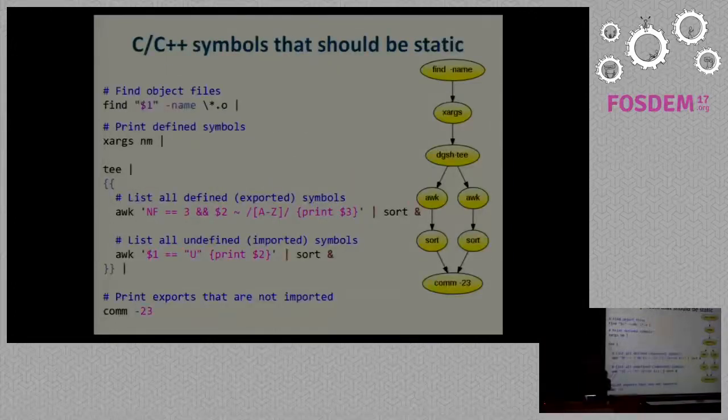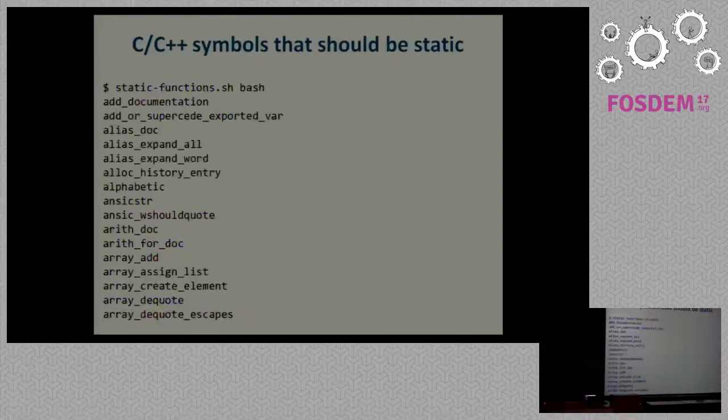Another interesting example is you want to find C and C++ symbols that should be static. You can do that very easily if you run nm on compiled files, and you find the symbols that are exported from various compiled files but are not imported into any other file. Those obviously should be static because no one uses them outside that file. So again, a multi-pipe block on the output of nm to find those that are exported and those that are undefined, and those that are not imported are the ones that we want. If I run that on bash, I see a list of files.